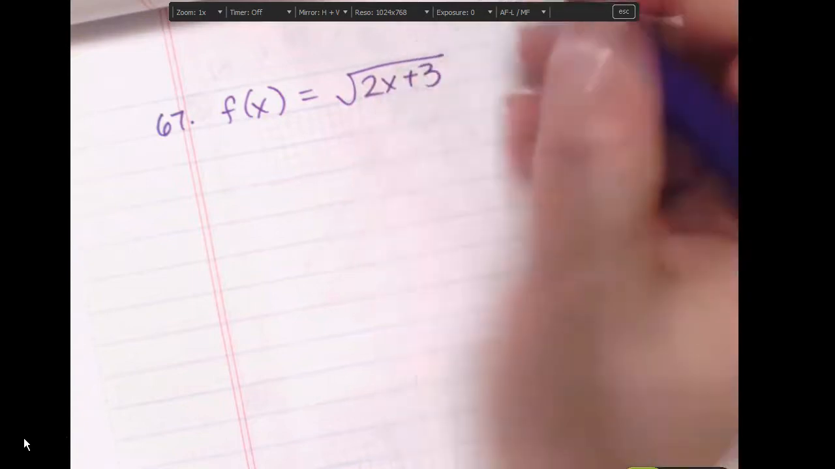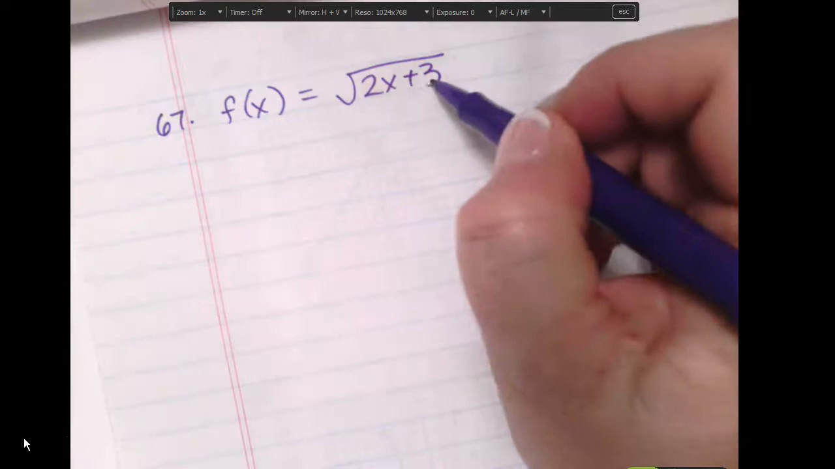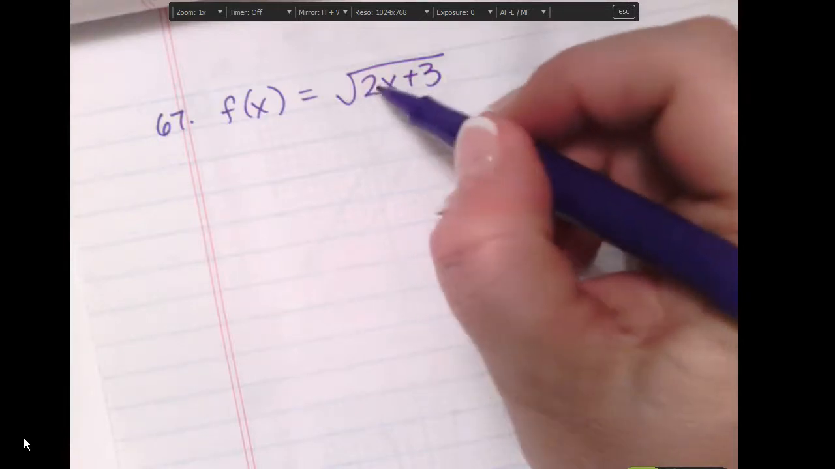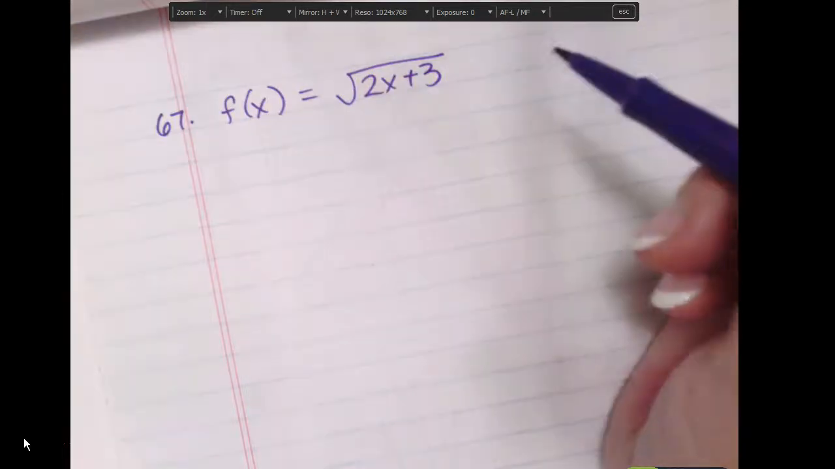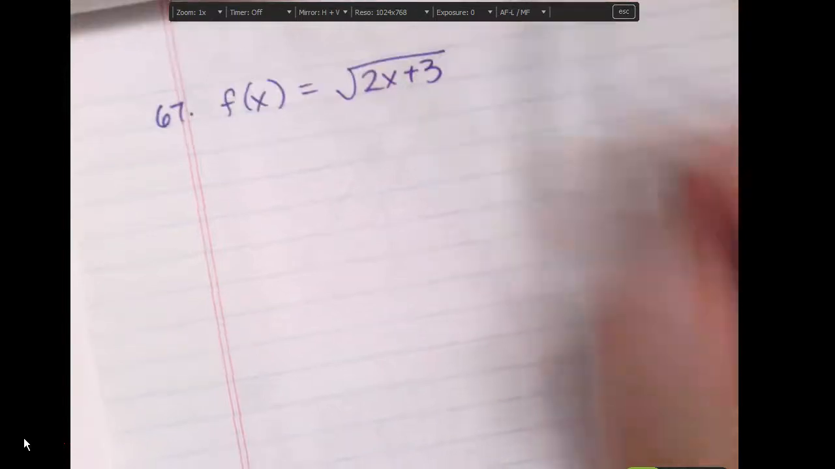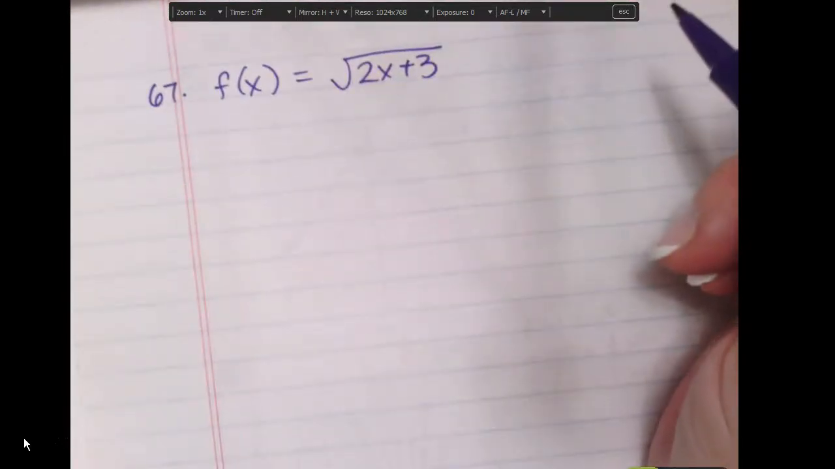Alright, number 67, we are going to work, it's similar to the last one. So f of x equals square root of 2x plus 3. So I can see that's a radical function. It's 3 units to the left, and then this 2 is a horizontal compression. Not sure that any of that matters, but it's just good to review our transformations of functions.